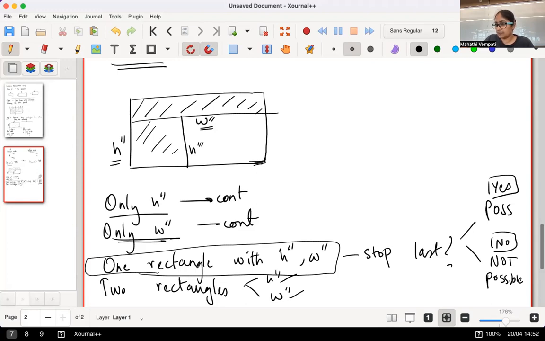because if you have a rectangle with H prime prime, that means a vertical cut was made, right? That means that the next rectangle definitely cannot have W. And similarly for W, if you see a rectangle with W prime prime, definitely a horizontal cut was made. So therefore, you can't see something with H prime prime. So this case is not possible. So this is a greedy algorithm.